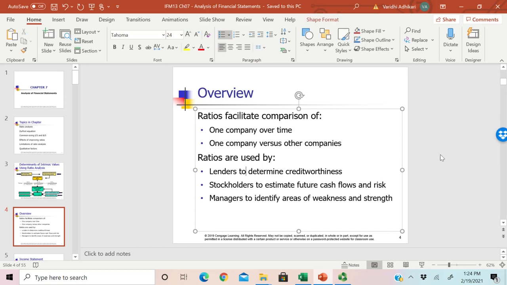And the ratios are going to be important for many types of stakeholders. For example, lenders would want to know the creditworthiness of the company, whether the company is able to pay back their interest and principal on time as promised. And stockholders, obviously, to estimate the prospects of the company in the future in terms of generating cash flows on their investment and utilizing their capital well to generate revenue and profit. And managers, to identify areas of weakness and strength and where they need to work to improve the company's performance.